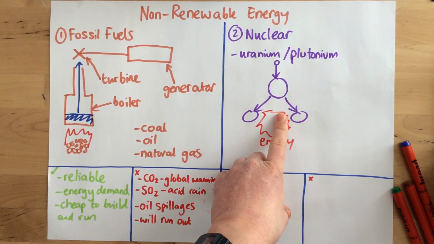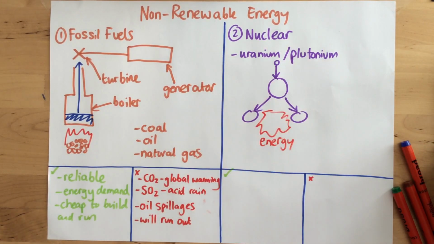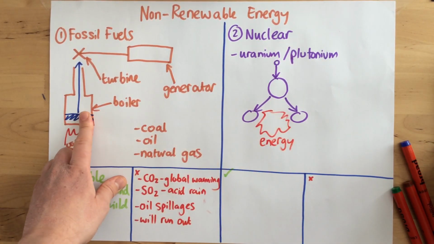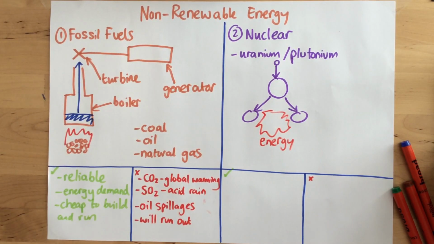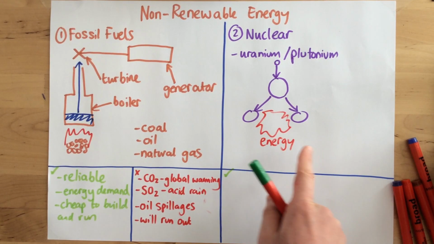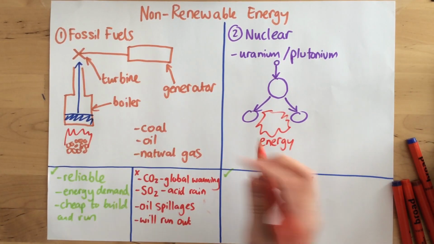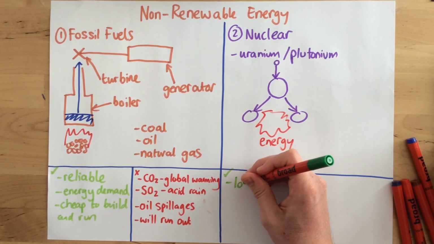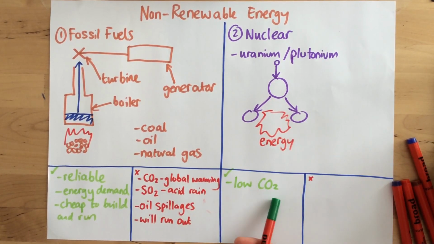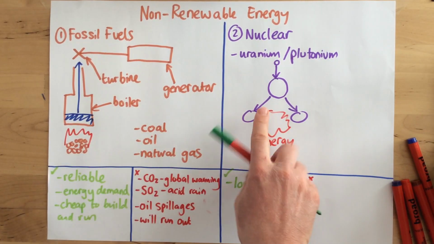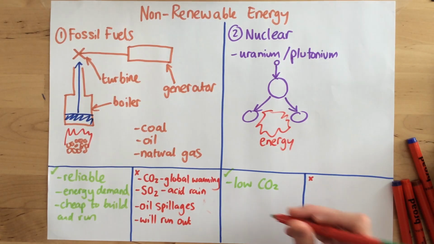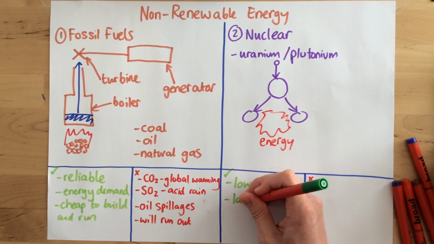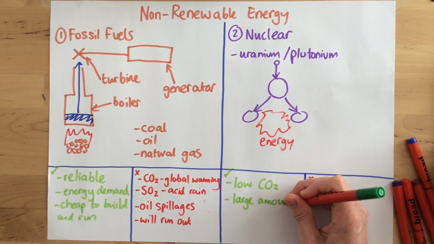So this energy released from splitting these uranium or plutonium nuclei can then be used in a very similar way to fossil fuels to heat up water in a boiler, to then turn a turbine, to generate electricity in a generator. So what are the advantages of nuclear power? Now, compared to fossil fuels, they really produce low levels of CO2 because unlike burning the fossil fuels, splitting these atoms, these nuclei, does not release lots of carbon dioxide. Also, they can produce a large amount of electricity.